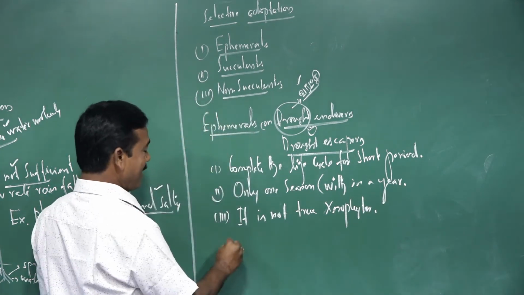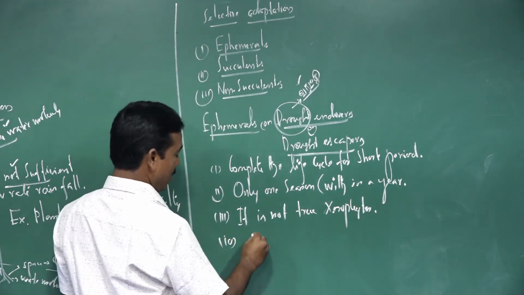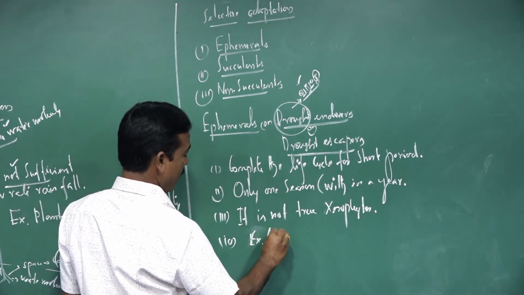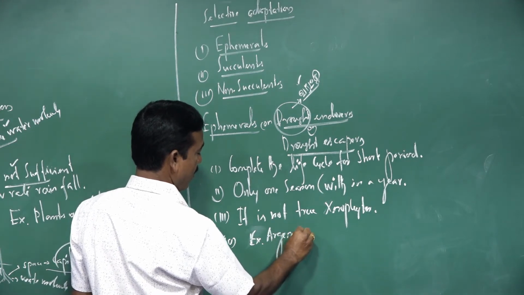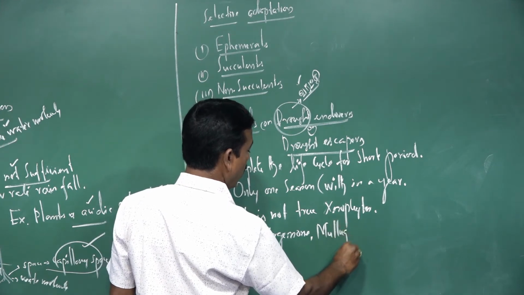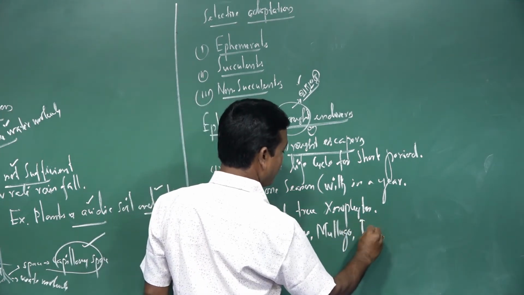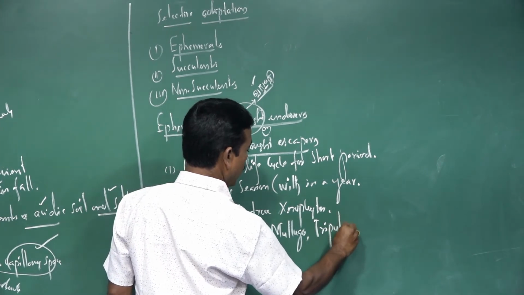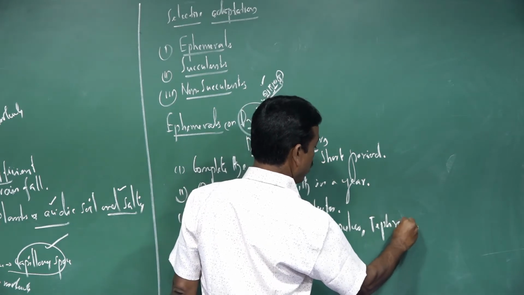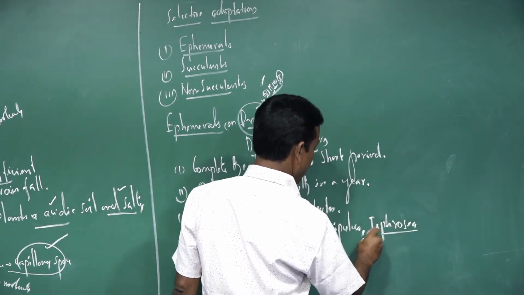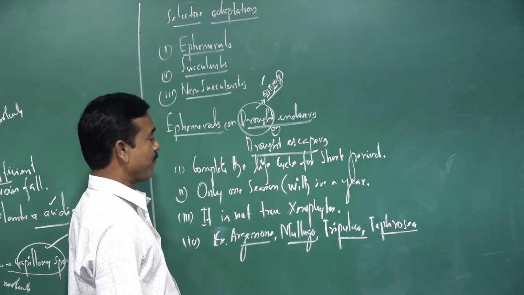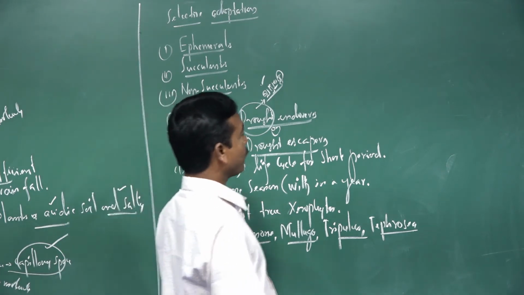What are examples of ephemerals? Argemone, then Mollugo, then Tribulus, then Boerhavia. Those are examples of ephemerals. Can I go to the second one?